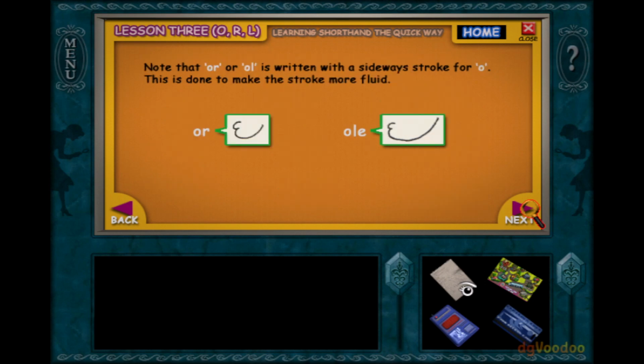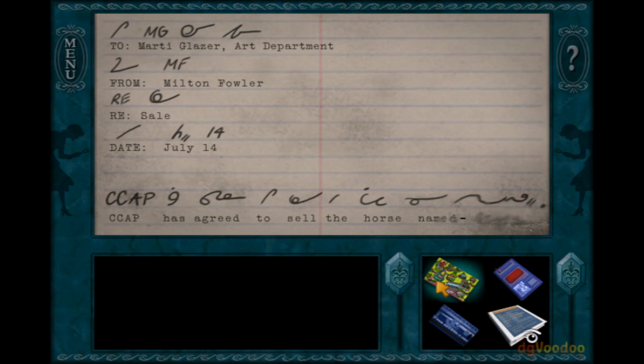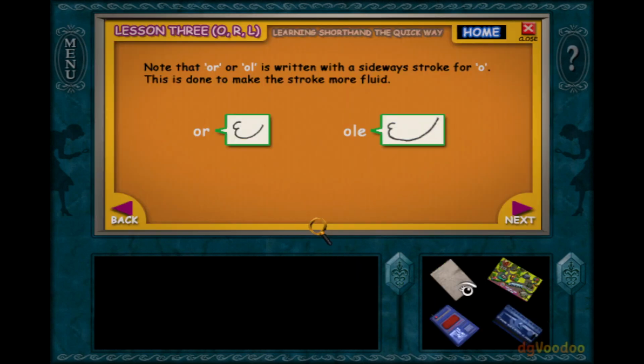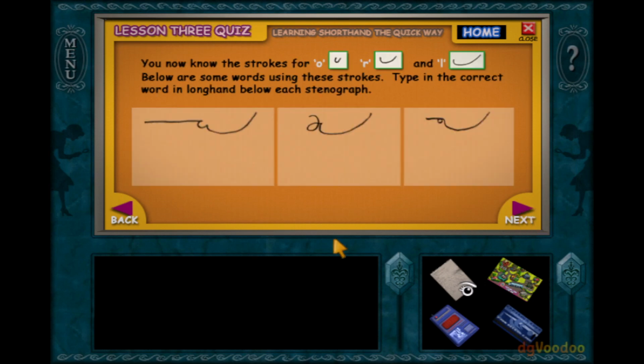Note that or all is written with a sideways stroke for O. This is done to make the stroke more fluid. Okay, we don't have that here. You now know the strokes for O, R, and L. Below are some words using these strokes. Type in the correct word in longhand for each stenograph.